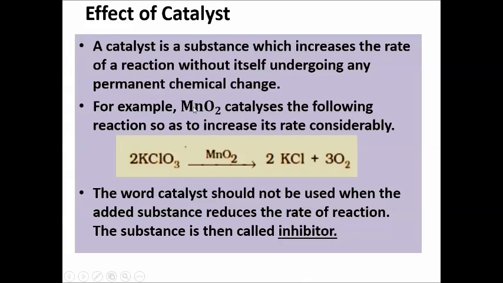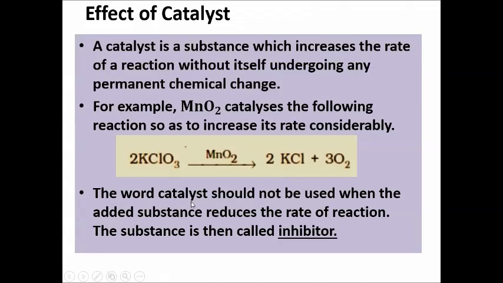We are giving an example of manganese dioxide. If manganese dioxide is a catalyst, how does this reaction change? 2KClO3, in presence of MnO2 as the catalyst, changes into 2KCl plus 3O2. It increases the speed of the reaction.